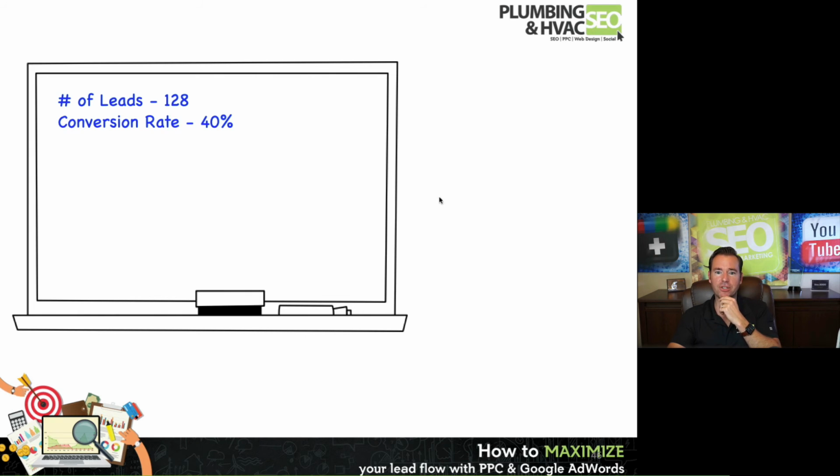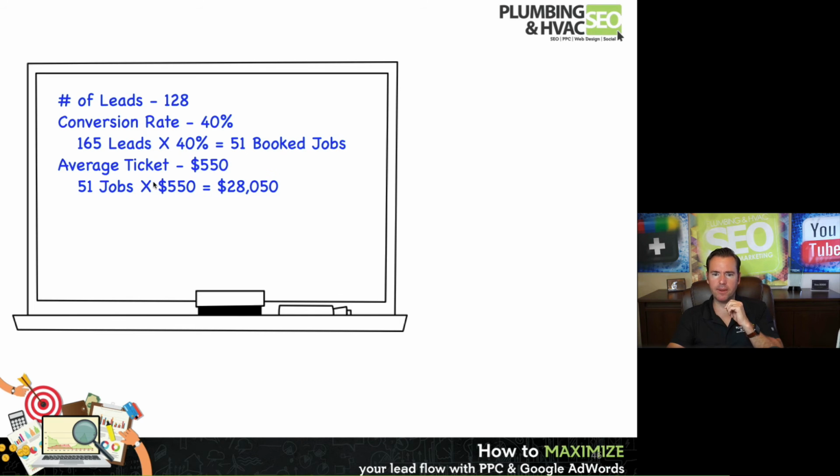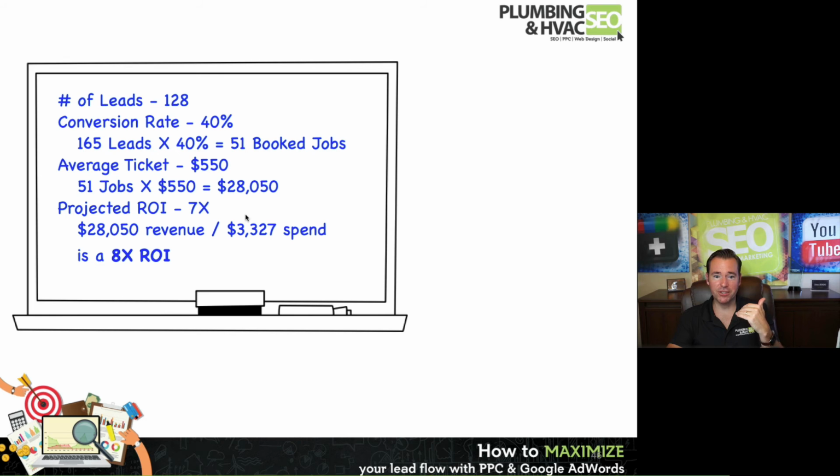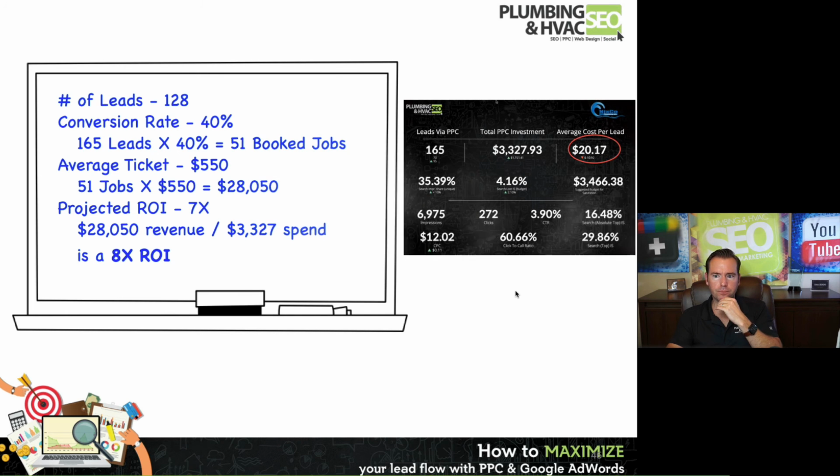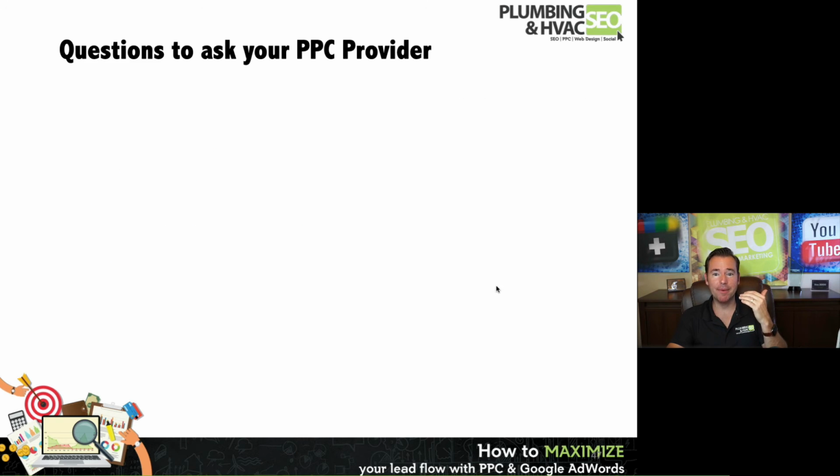And so if you do the math on this, 128 leads with an average conversion rate of about 40% would be 51 booked jobs at $500 average, which would be $28,000 in revenue. It's about a 7 times return on investment through pay-per-click advertising. So these numbers are a little bit wonky, but it's somewhere between that 7 and 8 times return on investment.